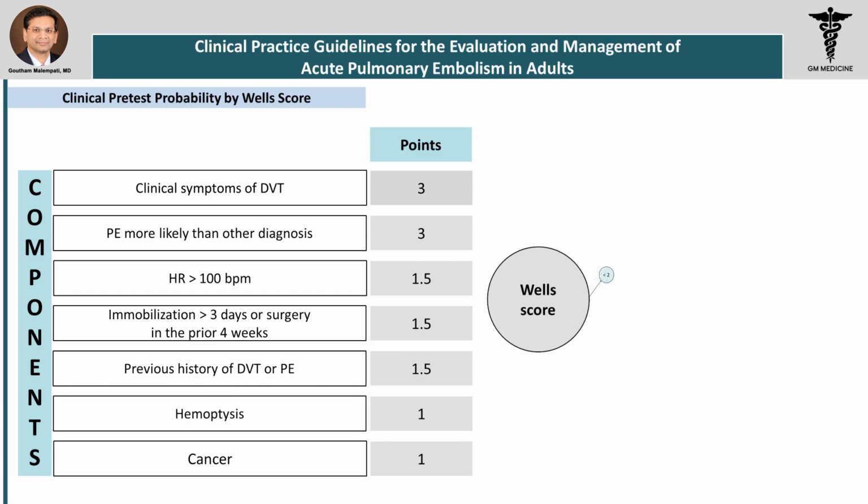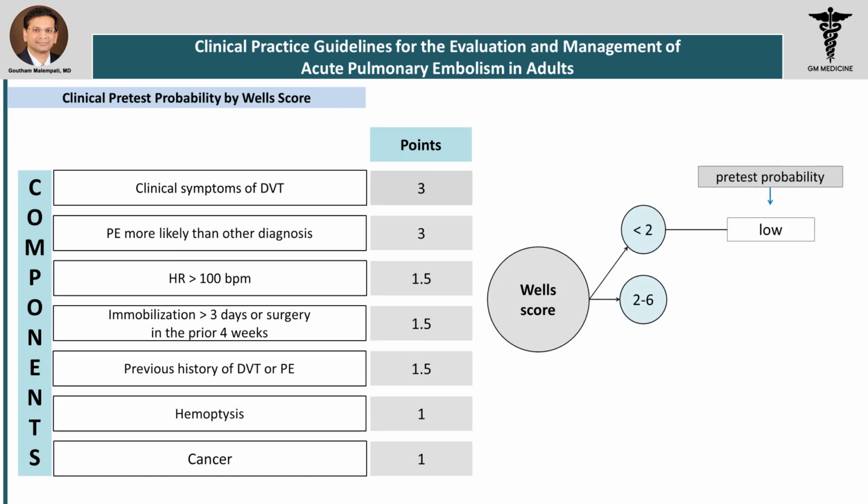If the Wells score is less than 2, then it's a low pretest probability. If the Wells score is between 2 and 6, then it's a moderate pretest probability. And if the score is greater than 6, there's a high pretest probability.